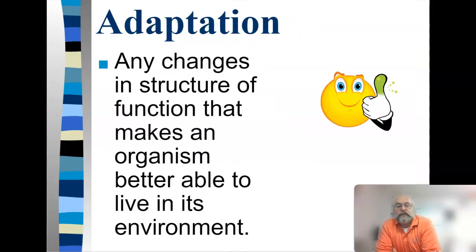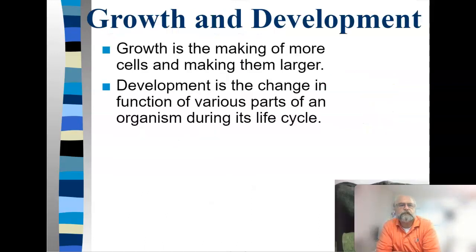Living things are also able to adapt. So there's a wide variety of life on Earth, and different organisms have different adaptations. So some change in structure and some perhaps function that makes those organisms as a population better able to live in their environment. Okay, so again, adaptations occur in all living things.